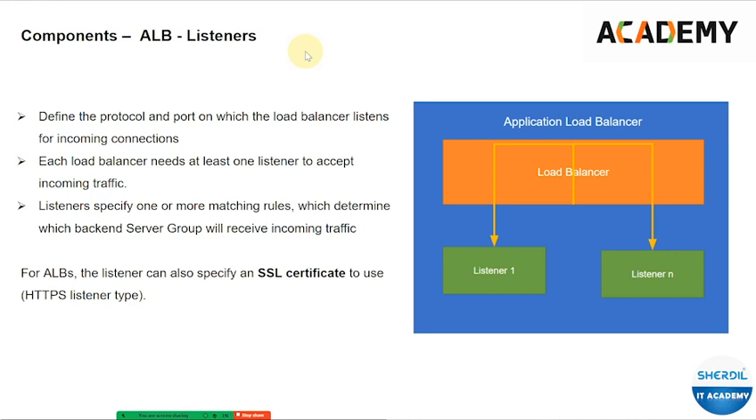Now let's talk about the ALB listeners, the Application Load Balancer listeners. They define the protocols and ports on which the load balancer listens for incoming connections. For load balancers, you need at least one listener to accept incoming traffic. Listeners specify one or more matching rules which determine which backend server group will receive incoming traffic. For ALB, the listeners also specify the SSL certificate to use for the HTTPS listener type.